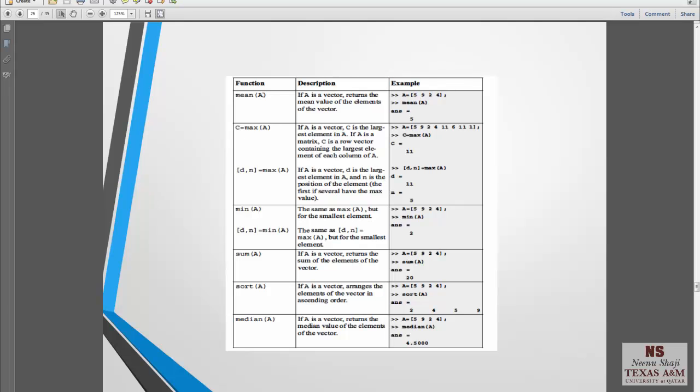This is a list of functions that are useful for handling arrays. You have mean. Mean of a gives you the mean value. Max of a gives you the maximum value in a vector. Max of a in square brackets d, n gives you the maximum value and the position where it lies. Similarly, for the minimum function, min of a. Sum of a gives you the sum of all the elements in a vector. Sort a arranges it in the increasing order. Median gives you the median of a vector.